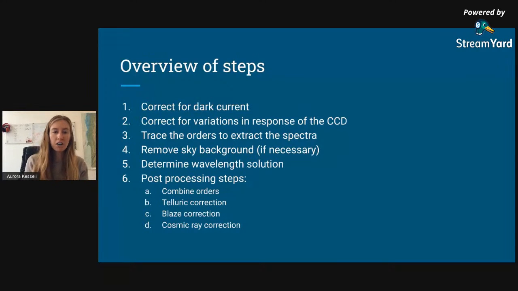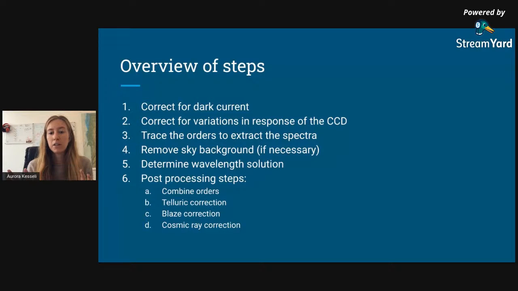Then we're going to talk about how you trace each of those orders and extract the spectrum from each order. And then we're going to talk about how you can remove any background from the sky. And that's mostly necessary in the near infrared, so we'll talk about why, and then how to remove it. And then we'll talk about how to get the wavelength solution.